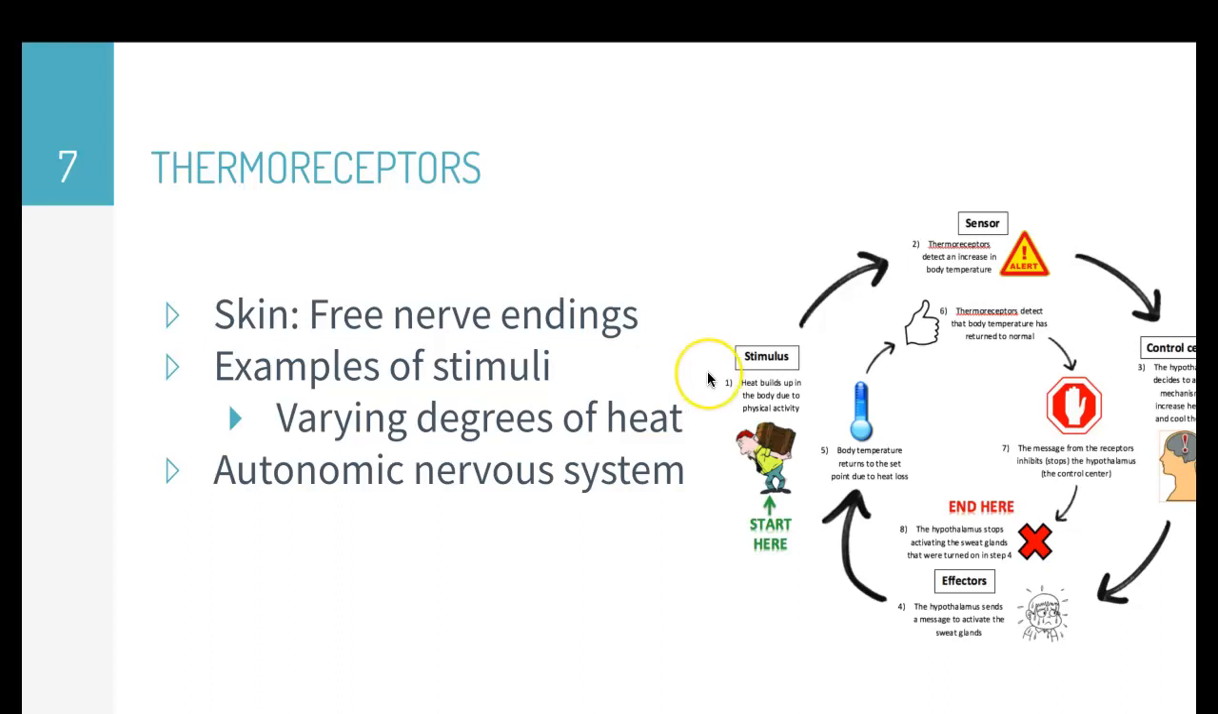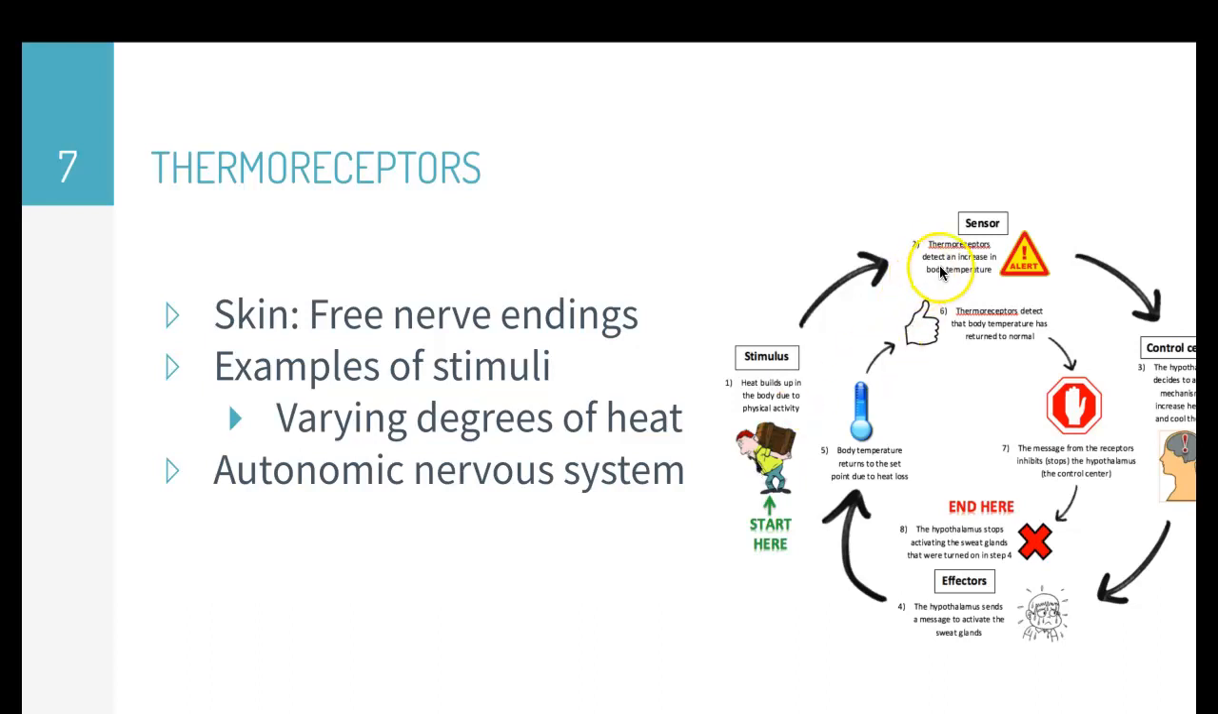And the diagram on the right does a good job in demonstrating this concept. And I'll explain it here. There's a boy, say he's running late to class. So the stimulus is he's had a lot of physical activity, which makes a lot of heat build up in his body.